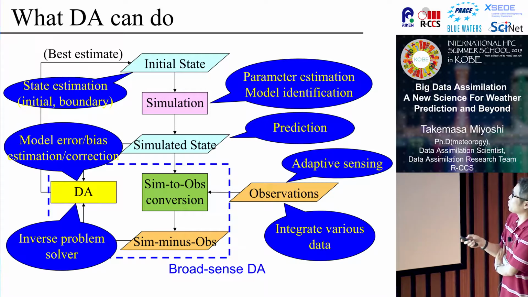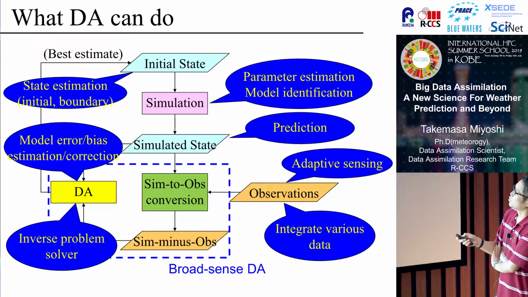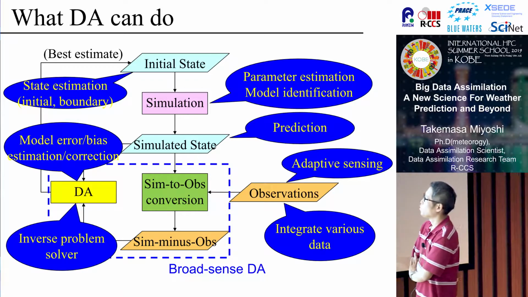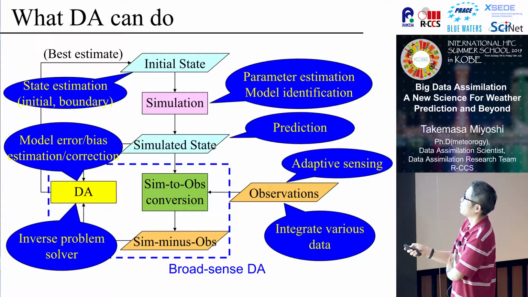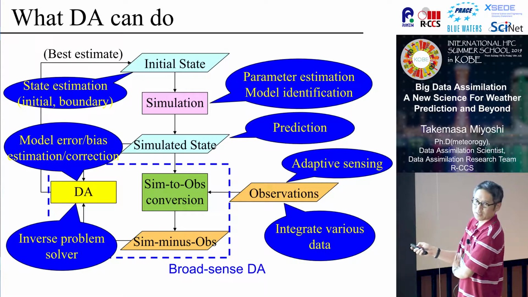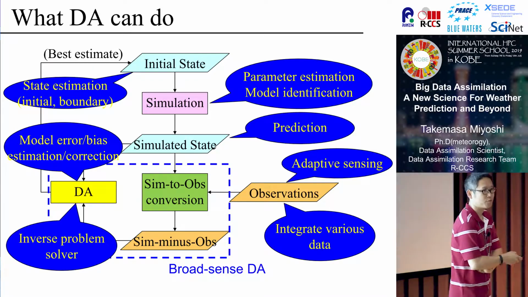And first of all, we can make a better prediction. That's why we use data assimilation in numerical weather prediction. And for the better prediction, we get the state estimate, the better state of the initial and boundary conditions. And also we can estimate the model parameters. So we optimize the model parameters. We monitor the difference between the observation and the simulation so that we minimize the difference between these two. And we can integrate different types of data. So that's maybe the most powerful application of data assimilation.